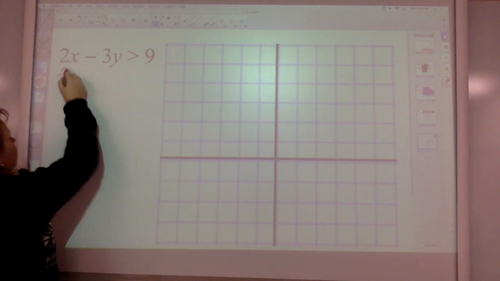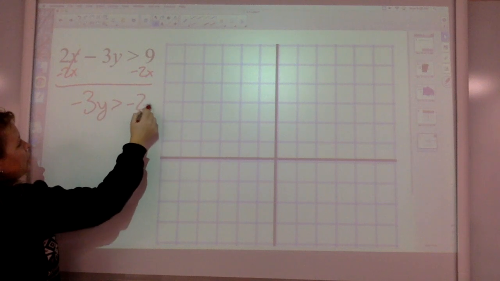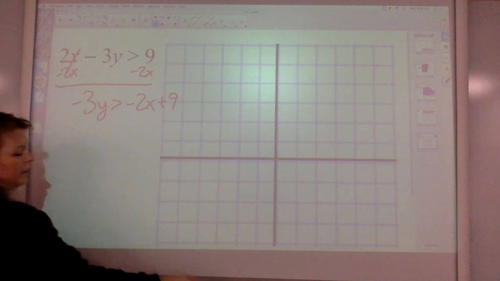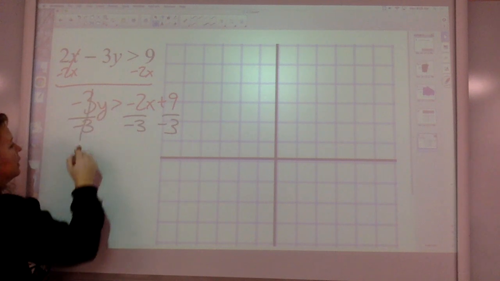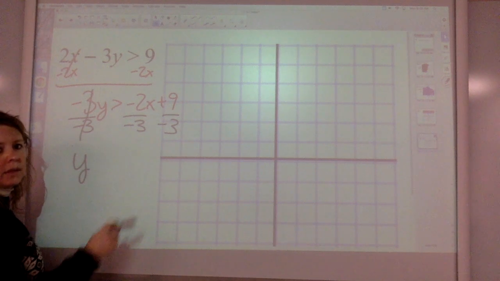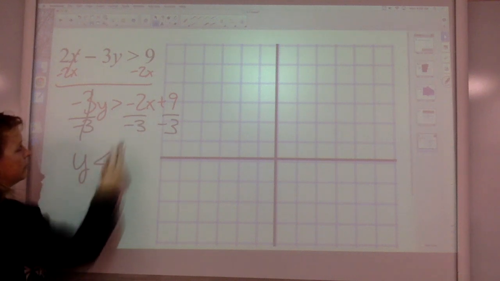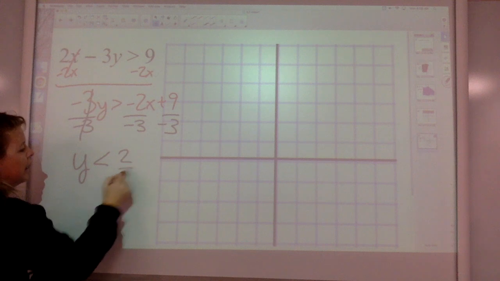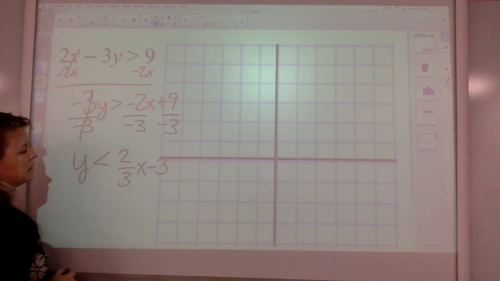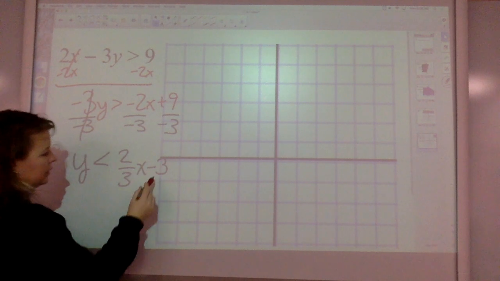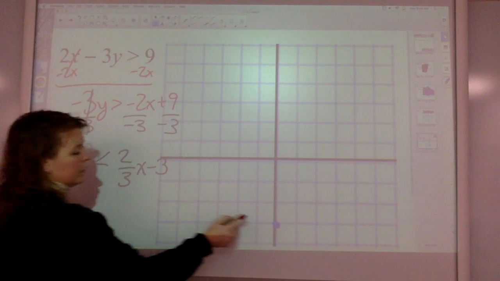All right, you're back. The first thing, you should have subtracted 2x. Don't lose track of your negatives. You have negative 3y. When you divide by negative 3, divide by negative 3, divide by negative 3, you get y. Don't forget to flip the sign. Anytime you multiply or divide by a negative, you flip the sign. A negative divided by a negative is a positive slope of 2/3 x, and 9 divided by negative 3 is negative 3. So now you're going to start down 3, go up 2 over 3.